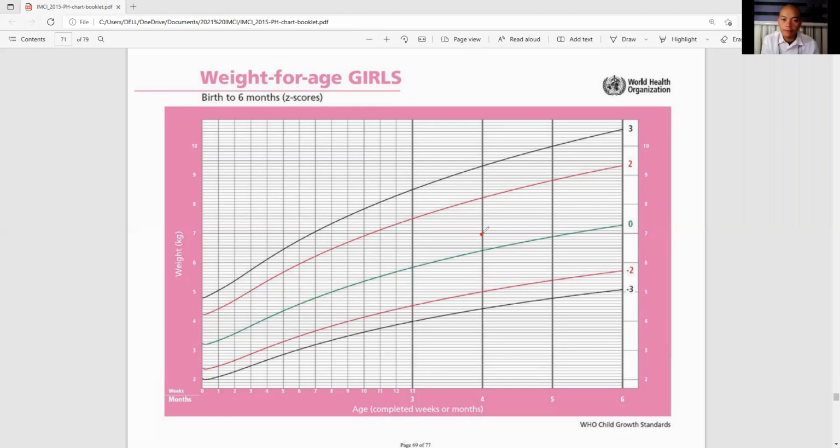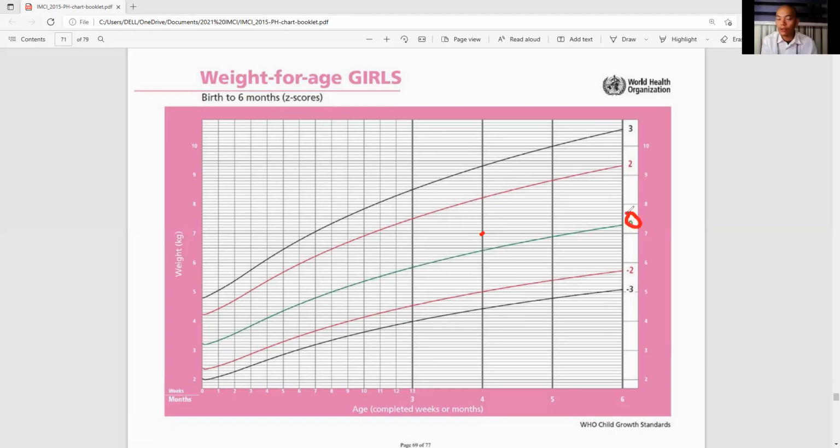So 4 months and 7 kilos is around here. Okay, so 7 kilos, 4 months. If you can see, the child is above the green line. So the child is closer to green, which is 0. It's quite far from 2. So the z-score will be around 0.